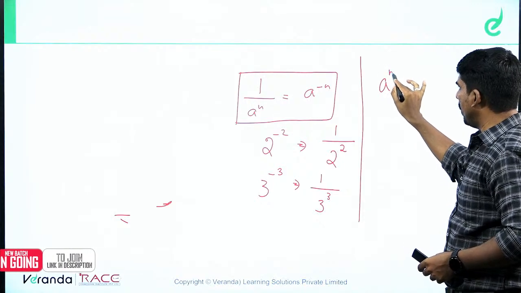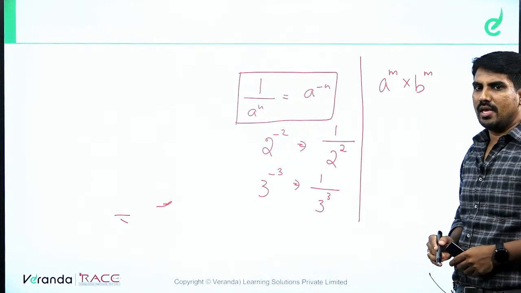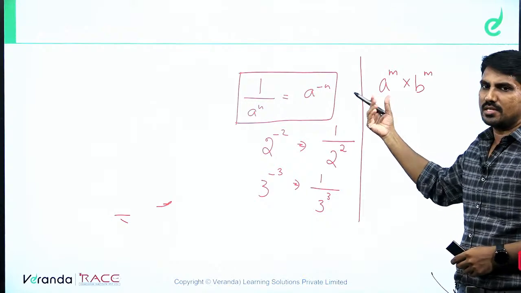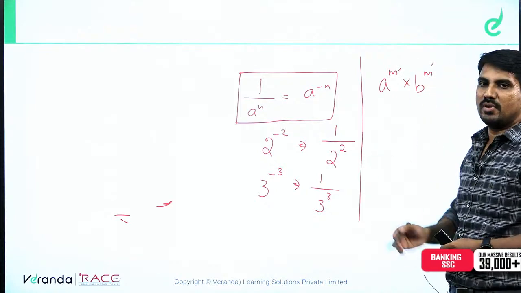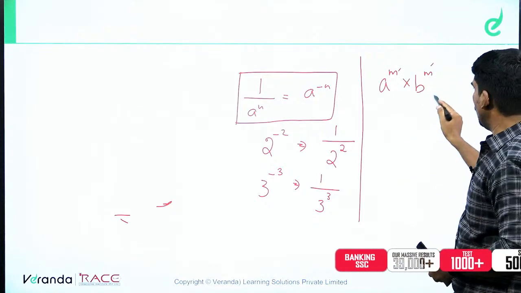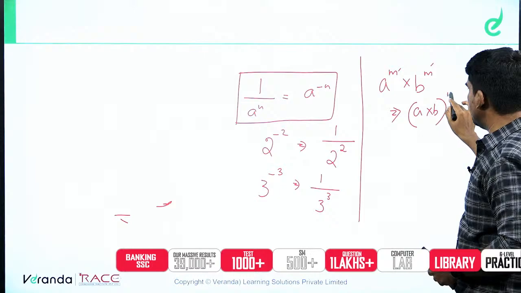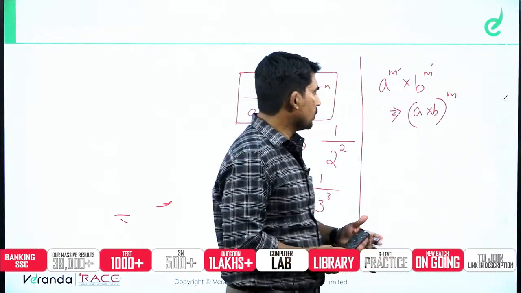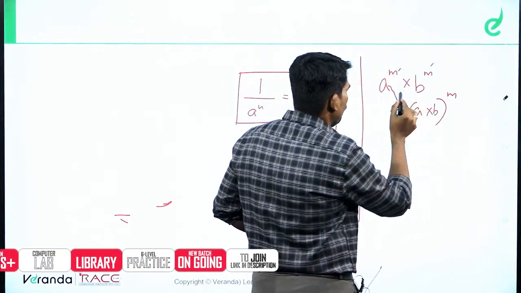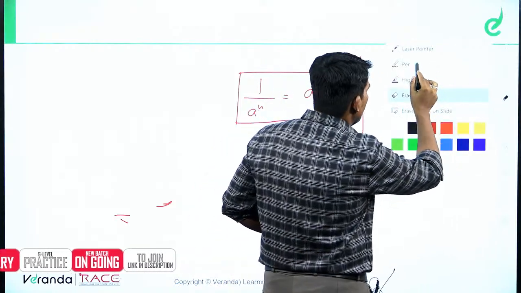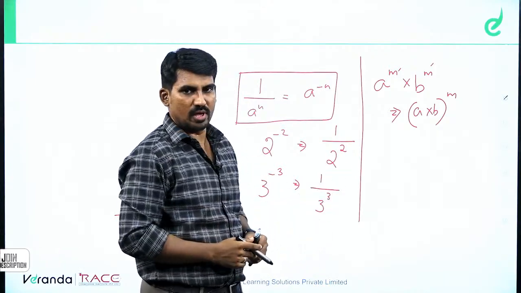Therefore, a to the power m into b to the power m. From this, what do we understand? The base values are different, but the power is the same, and we want to get the product. How can we approach this? It is a into b, the whole to the power m. That is the meaning: a power m into b power m means a into b to the power m.